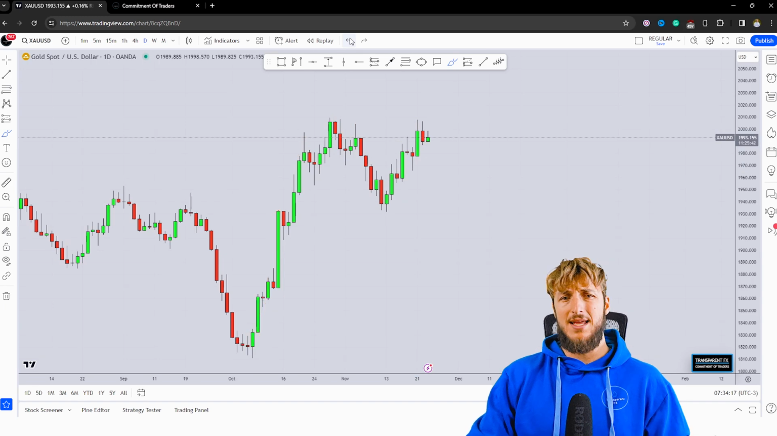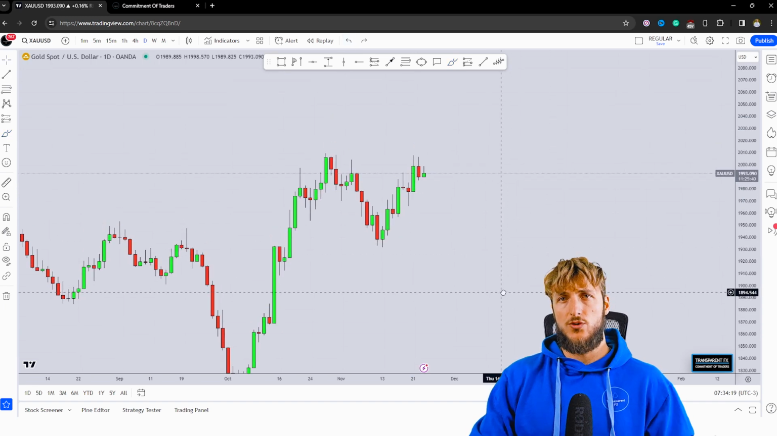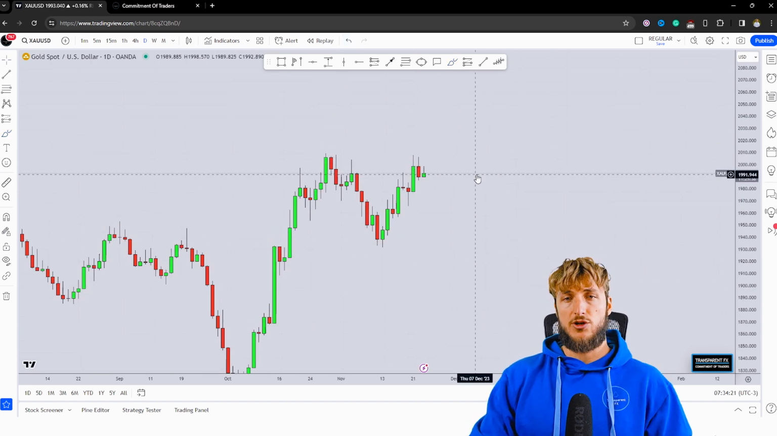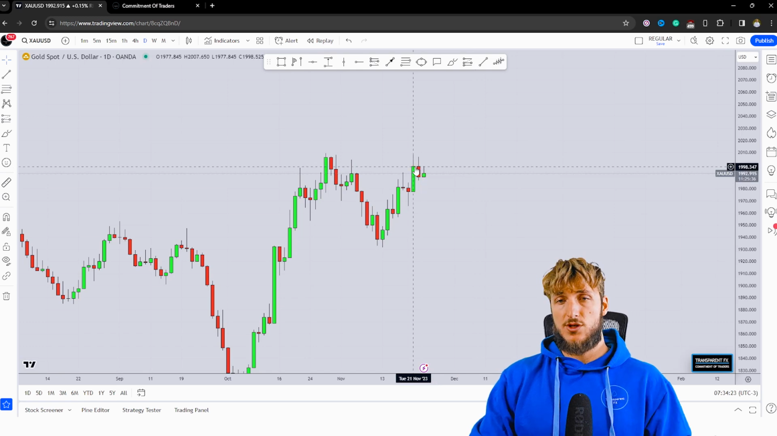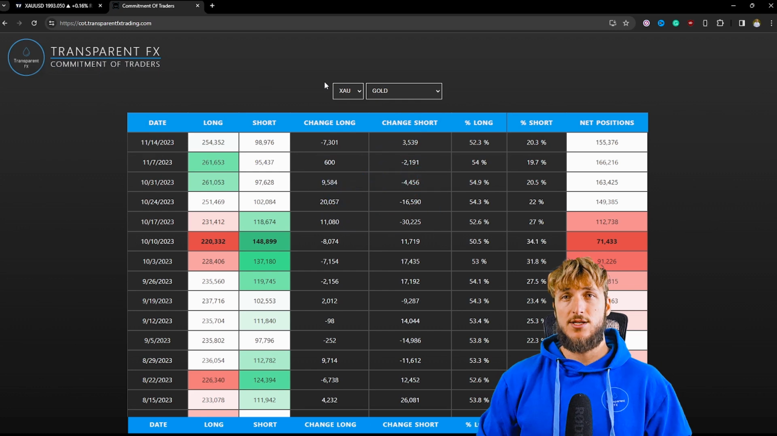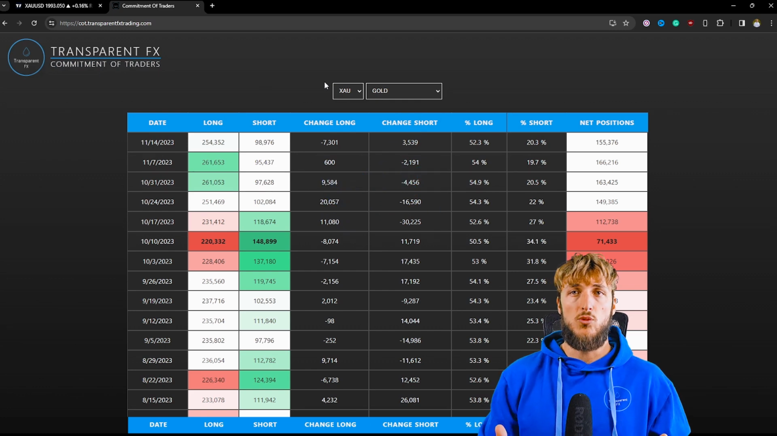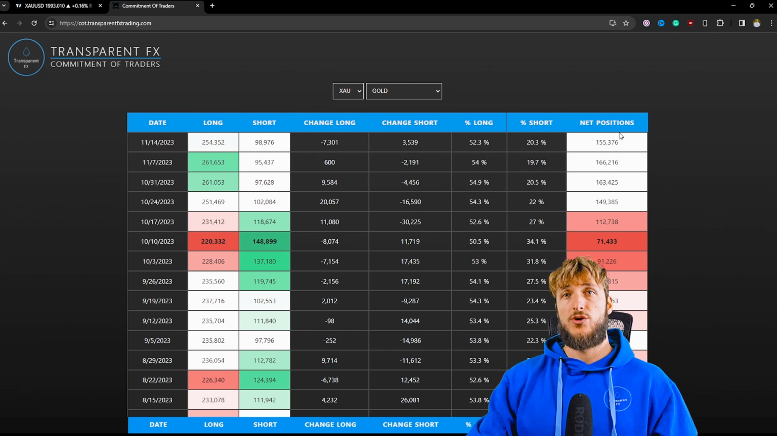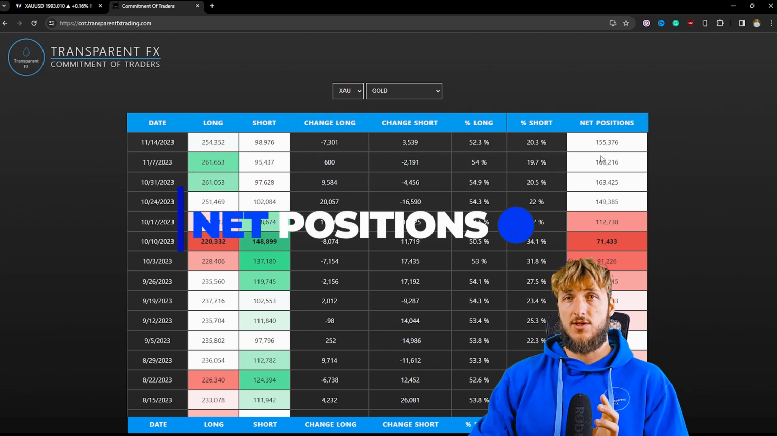Now, from a daily standpoint, before we continue with our analysis to see how the structure has changed, let's first go and see what we have when it comes to the commitment of traders, so the COT data, so essentially how institutions are moving their orders. Now, what we can see here is that with the last reports, net positions have been massively increased.